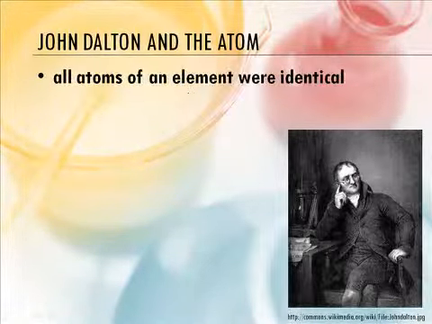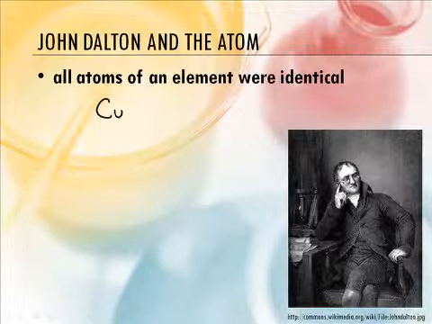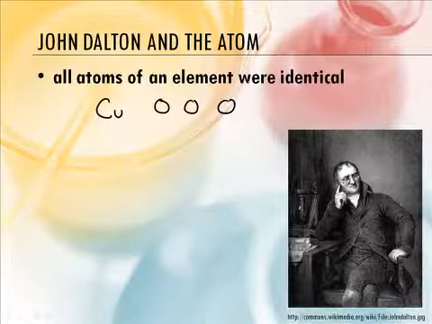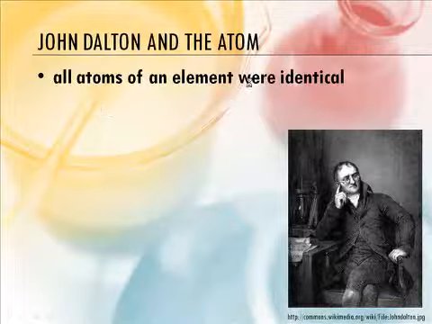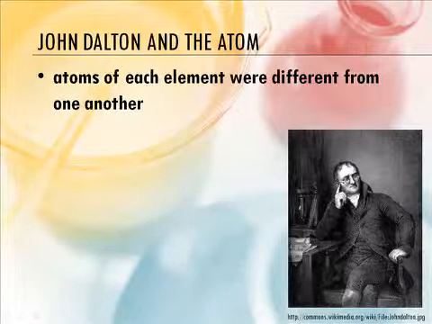The second thing he said is that they are all identical. So all of the same element. All copper atoms would be the same as all other copper atoms. And it turns out he was actually wrong about that. That is not exactly true. And he was actually wrong about the first one, too. He said they were tiny and indivisible, and we've actually figured out that they contain parts. We'll get there. And atoms of each element were different from one another. That was correct.